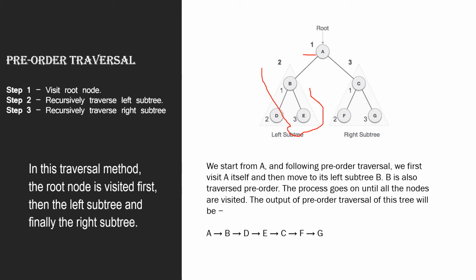The output of the pre-order traversal of this tree will be A, the first root node, and then we move to the left subtree. Here the root node is B, and after that we traverse the leftmost node and the rightmost node of that left subtree. After that we move to the right subtree. Here the root node is C. After that we traverse the left node, and after that the right node. Here is how we traverse pre-order.